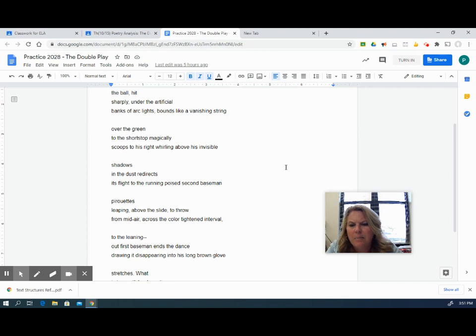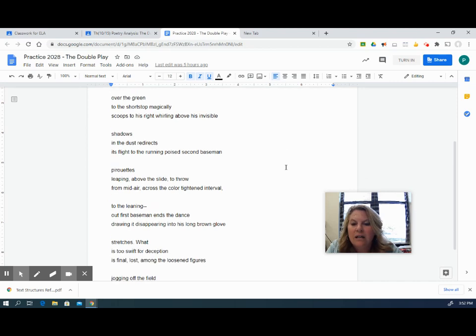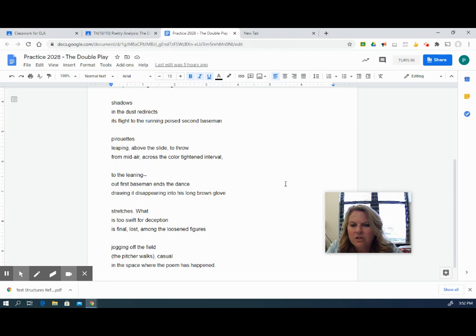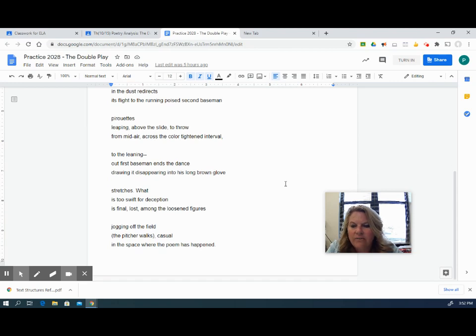pirouettes, leaping above the slide to throw from midair across the color-tightened interval to the leaning out first baseman, ends the dance, drawing it, disappearing into his long brown glove. Stretches. What is too swift for deception is final, lost among those loosened figures. Jogging off the field, the pitcher walks, casual, in the space where the poem has happened.